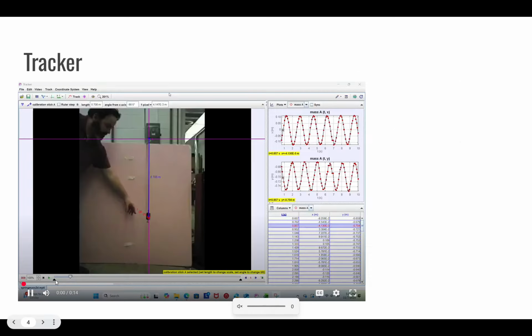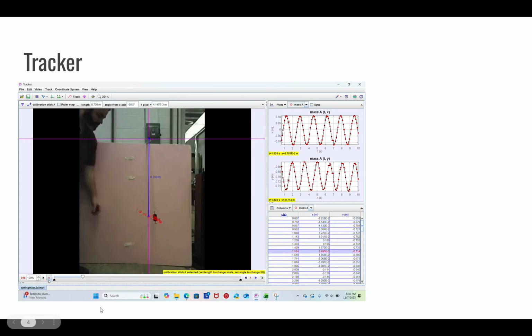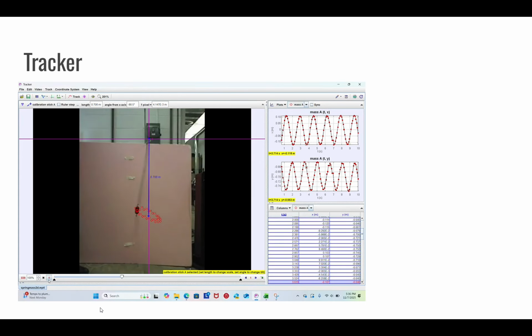So here is the Tracker video I used, and this is just a demonstration of how I did it. Yep, that spring is definitely moving.